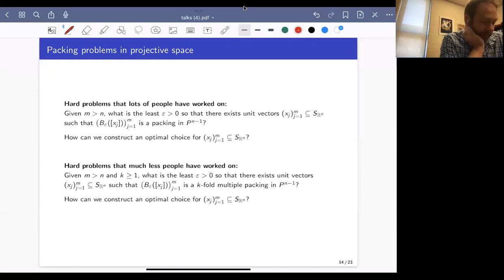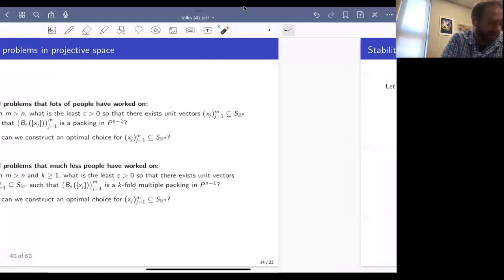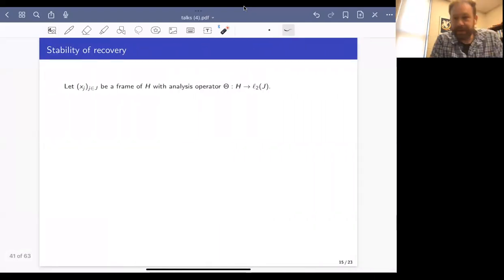But I think there's a lot of interesting possibilities for considering, given a fixed k, what's the least epsilon so that you can find a k-fold multi-packing of n vectors in projective space. And then how do you build such a packing? I don't have any answers for that. I think it's super hard, super interesting. Okay.